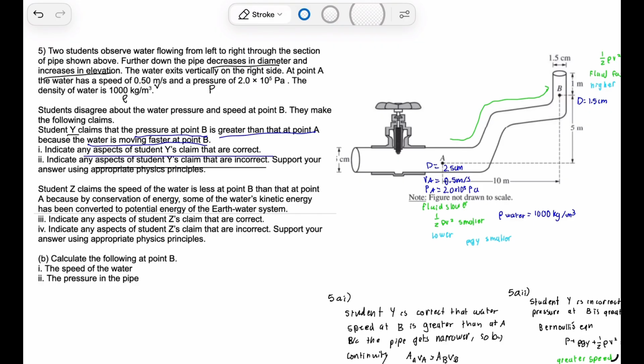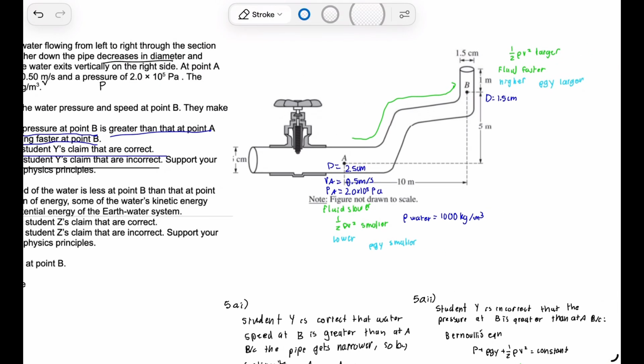Students disagree about the water pressure and the speed at point B. They make the following claims. Student Y claims that the pressure at point B is greater than at point A because the water is moving faster at point B. Indicate any aspects of student Y's claim that are correct, and indicate any aspects of student Y's claim that are incorrect. Support your answers using physics principles.